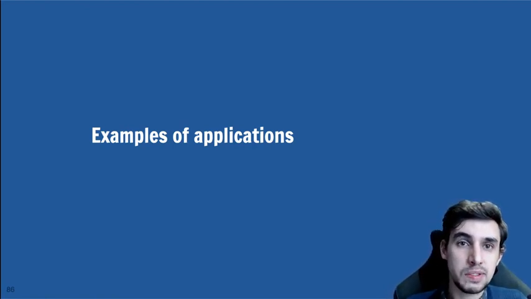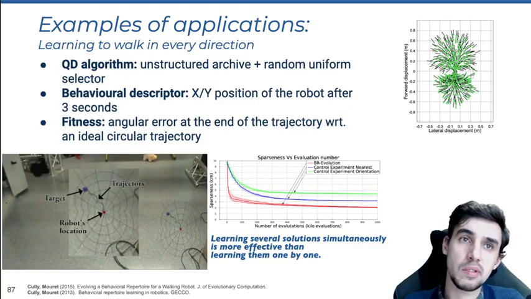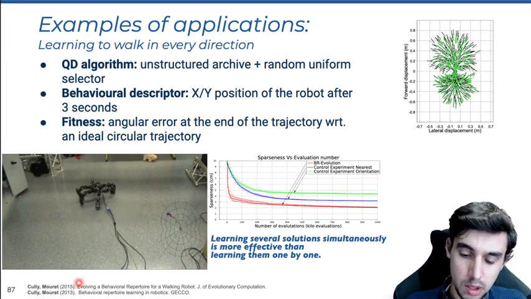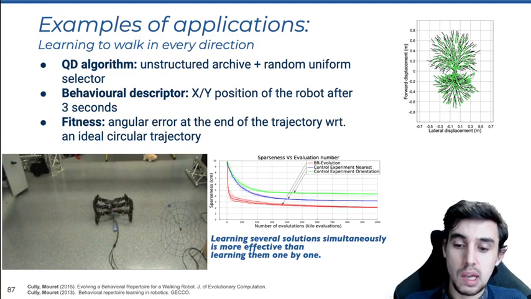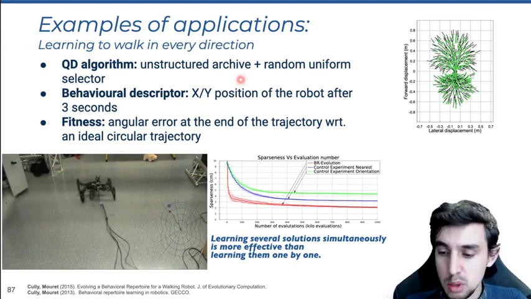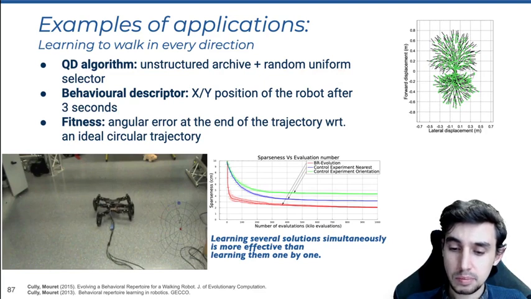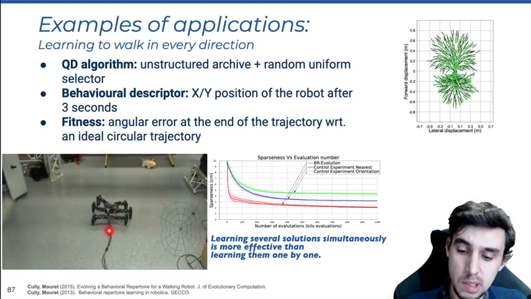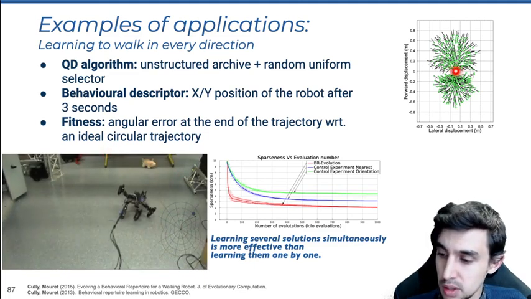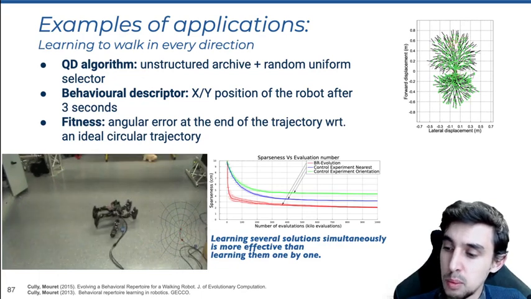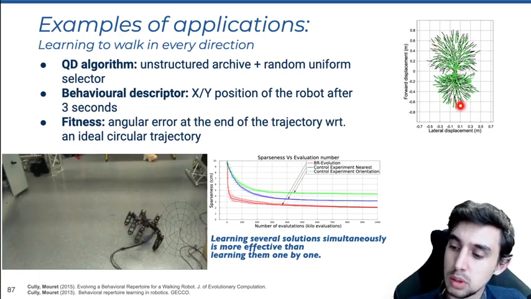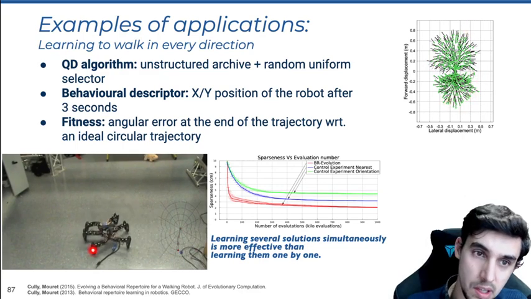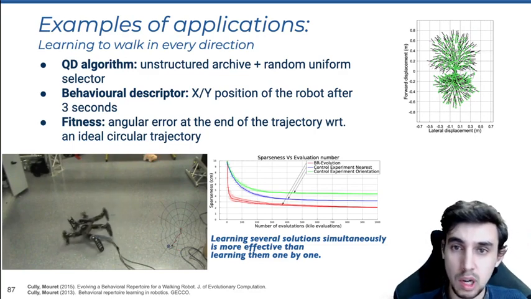And here are a couple of recent examples of application of quality diversity and MAP-Elites more specifically. An example that I showed during my PhD is that we can use a QD algorithm with some unstructured archive and a uniform sampling selector in order to teach this robot to learn not only to walk straightforward as fast as possible, but also to be able to walk in every direction. So here you have the robot that starts to walk, and we want to have a collection of controllers, each controller moving the robot in a different direction, both forward but also backward. And here you can see the example of the real robot.